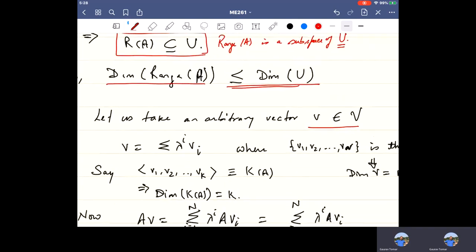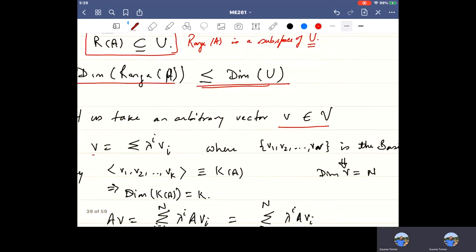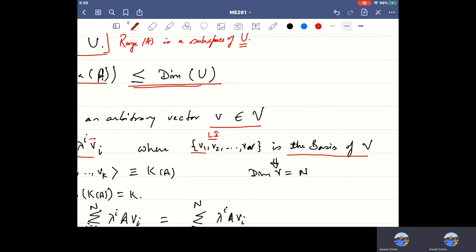Now we can represent vector V as a linear combination of some vectors which are linearly independent. Now we are taking this set as linearly independent. In fact, what we're taking is we're looking at the bases of V. So this is one of the bases that we have picked for the vector space V. And given the number of vectors in the basis, the dimension of V is n.